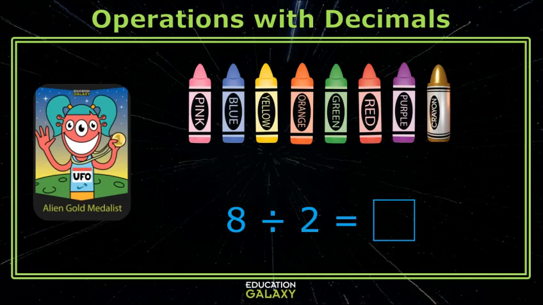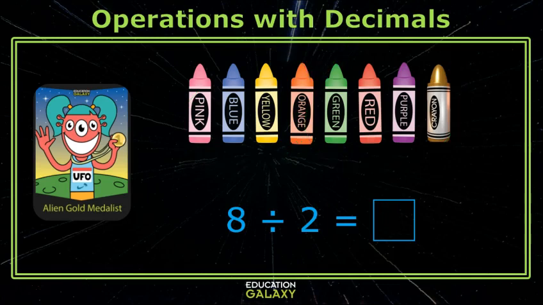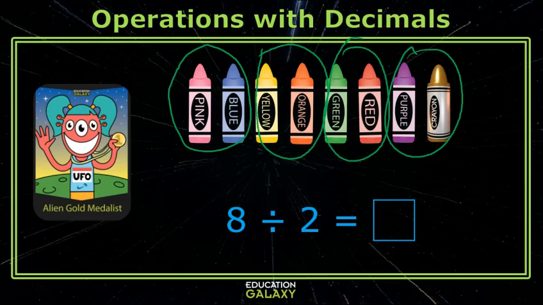Hey guys, Allie again. Remember when you learned how to divide and your teacher might give you objects like 8 crayons and tell you to divide them into 2 groups? The answer's 4. Or she might give you 8 crayons and say put them in groups of 2. This time we have 4 groups. Let's use this idea to divide decimals.